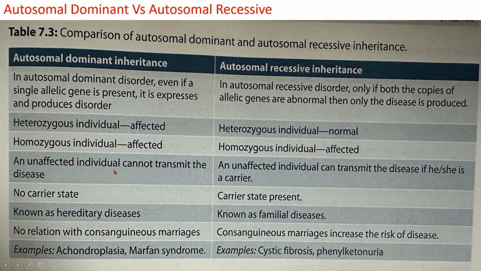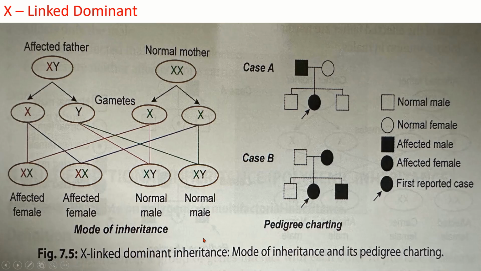An unaffected individual cannot transmit the disease. An unaffected individual can transmit the disease if he or she is a carrier. No carrier state present, so it is known as hereditary disease. It is known as familial disease. Consanguineous marriage has no significant effect on autosomal dominant, whereas consanguineous marriage increases the risk of autosomal recessive inheritance. Achondroplasia, Marfan syndrome here; cystic fibrosis, phenylketonuria, sickle cell anemia, so many others.